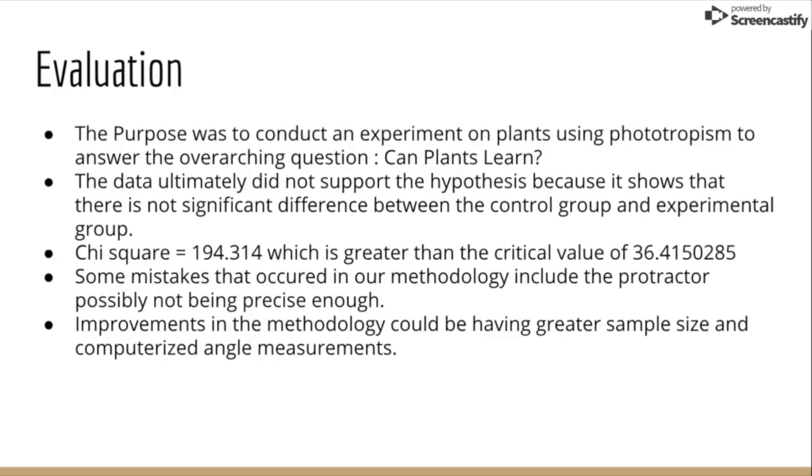Some mistakes that occurred in our methodology include the protractor possibly not being a precise enough tool due to human error in exact measurement. Improvements in our methodology could be having a greater sample size, as it would allow more precise analysis to better depict the impact of phototropism on plant angle. Computerized angle measurements would also allow more precise measurement of the plant angle, and when measuring in a future experiment, using a precise angle measurement device is something to rely on.